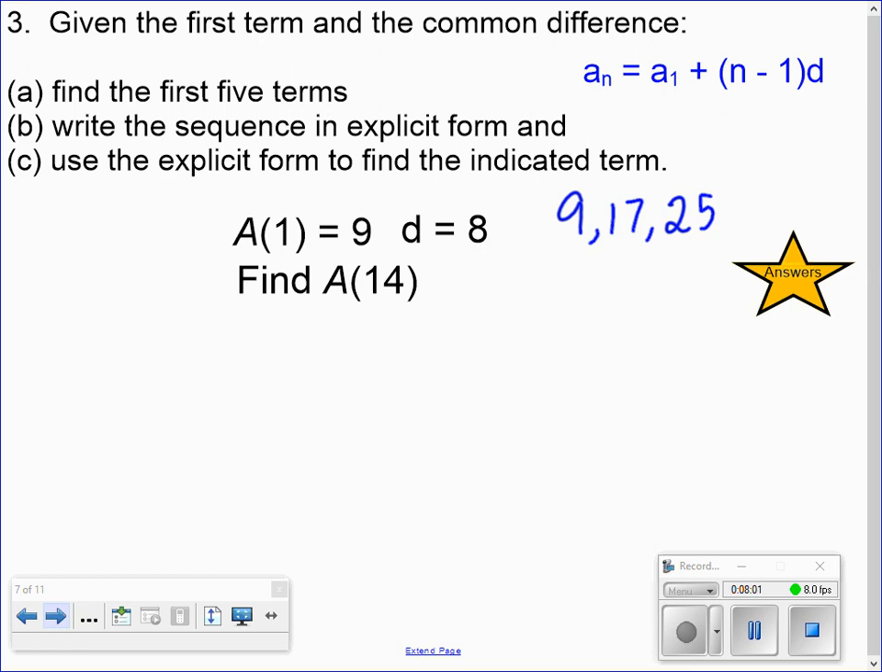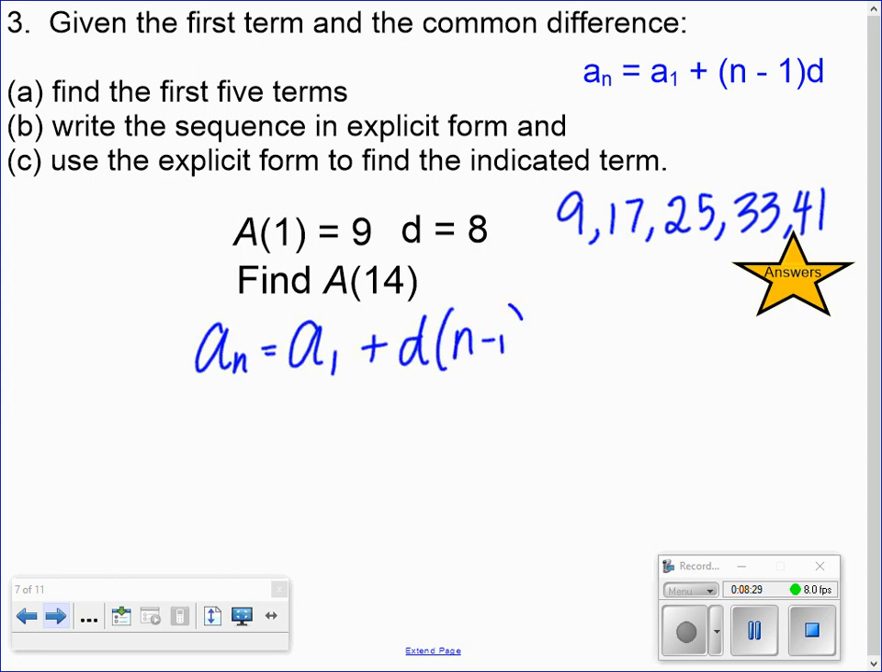and then 8 from 25 would be 33. And then we need one more, because I think we're doing the first 5. So then 8 from 33 would be 41. Okay, so there's our first 5 terms in the sequence. We want to write the sequence in explicit form. So remember, our explicit formula is this a sub n equals a sub 1 plus common difference times n minus 1.